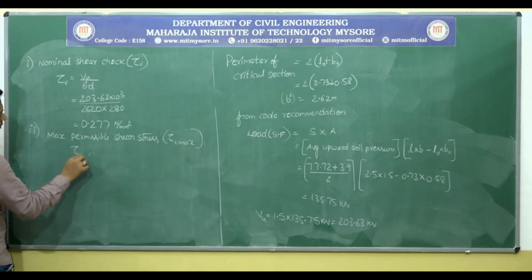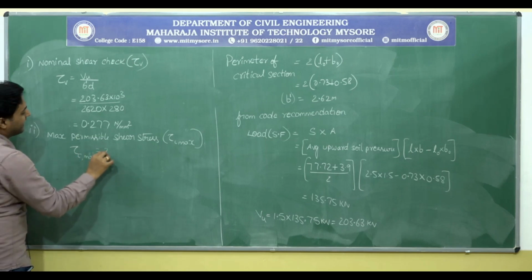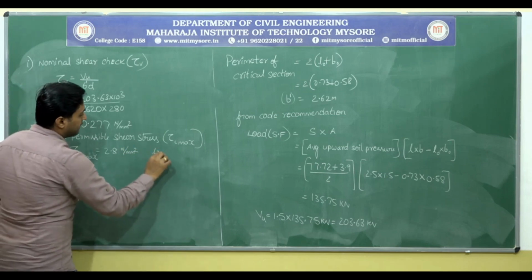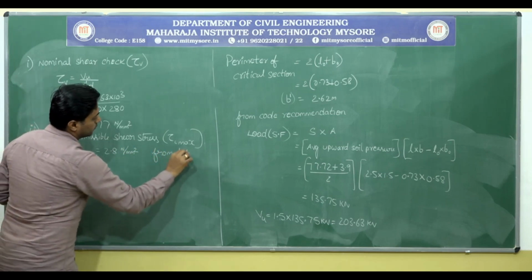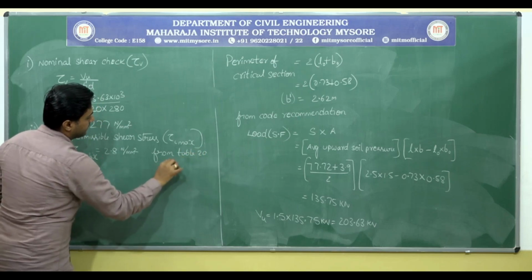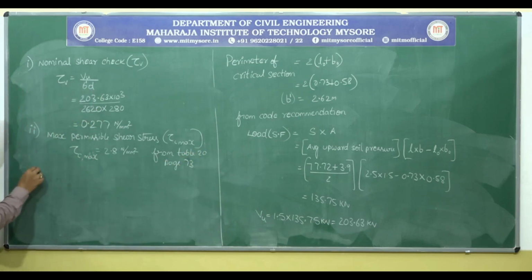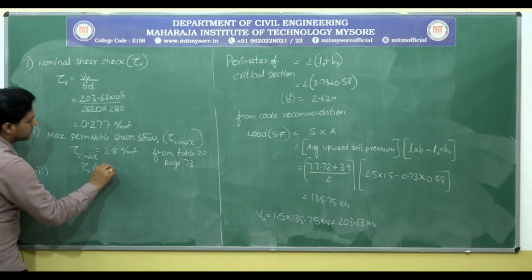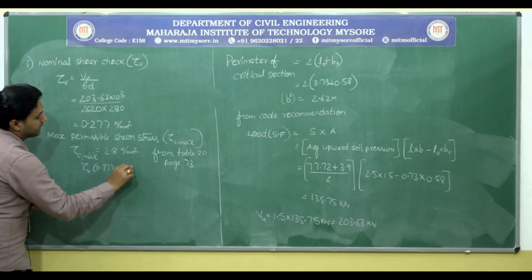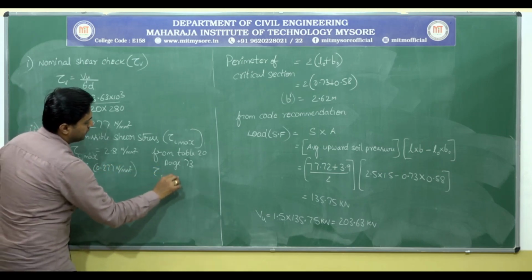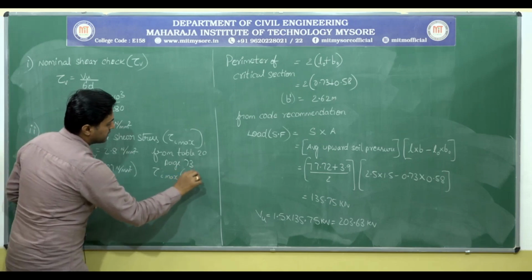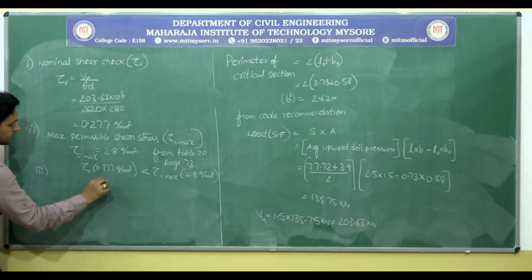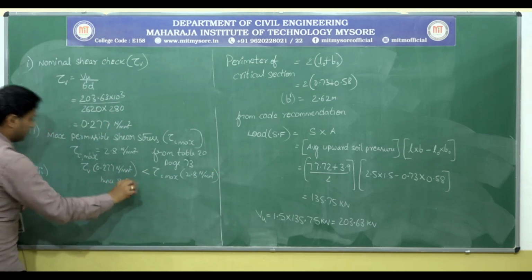Which is given by 2.8 Newton per mm square from Table 20, page 73. Okay, so now the third one, I think you people can say that tau V is less than tau c max. Hence, you can say that it is safe.